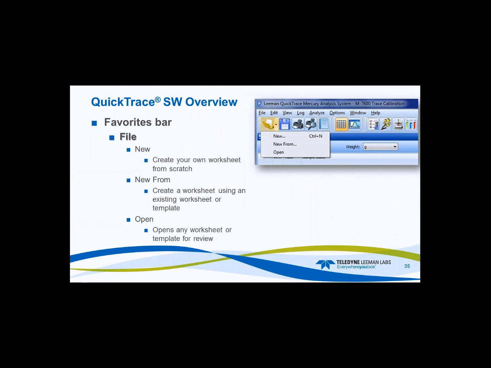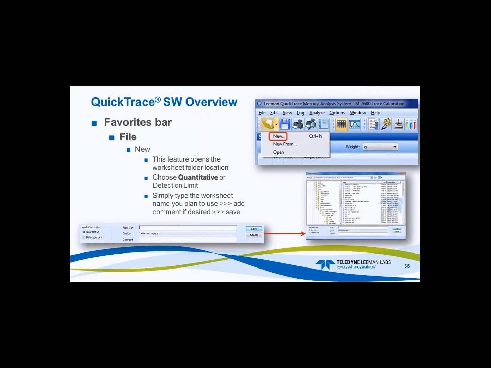Now we're going to get to the favorites bar. So here we have file, and this is a shortcut for basically everything you need to do within the system when you're opening a worksheet. So you have new, new from, and open. New creates your own worksheet from scratch. New from will use an existing one. Like I said, it will pull in all the information, the timing parameters, the heater parameters, everything that's associated with that worksheet. You basically give it a new name and save it, and you're ready to rock and roll. Open will open a worksheet anywhere at any time, and you can review it, or you can use it as a template.